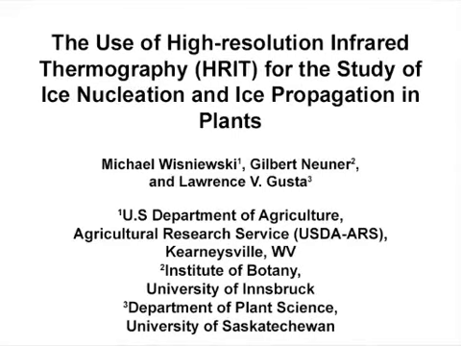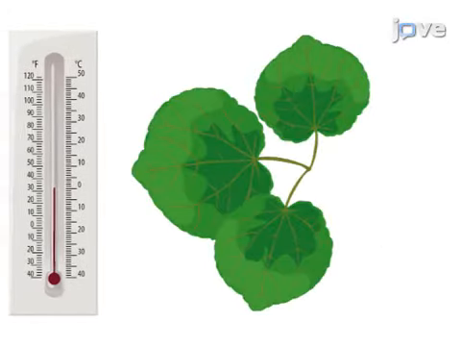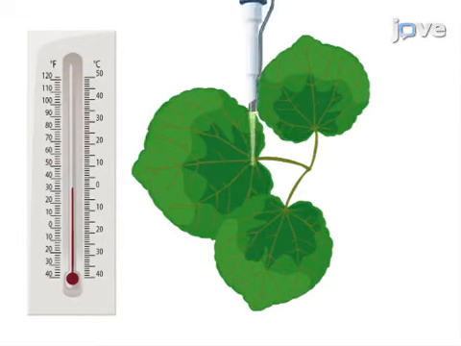The overall goal of the following experiment is to demonstrate the role of external nucleating agents on inducing the freezing of plant material and to visualize the process using infrared thermography. This is achieved by placing a drop of water and a drop of ice-nucleating active, or INA, bacteria on the surface of a leaf of the plant that is being studied.